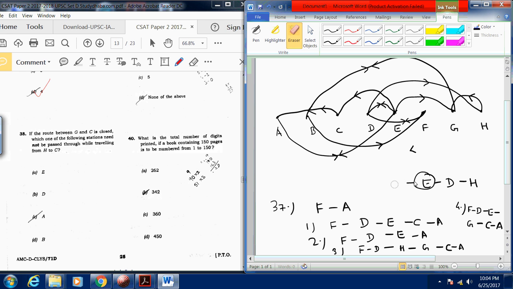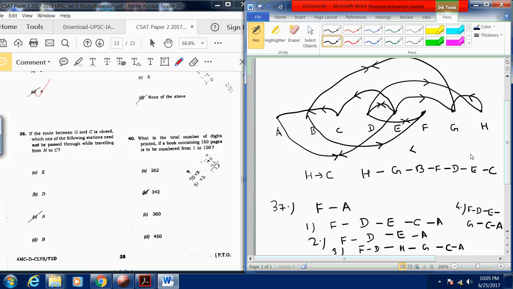From H to C. So you have to move from H to C. So this is H. So let's see the path. From H you can only go to G. From G you can go to B. And from B you can go to F. F to D, D to E, and E to C. So this is the path.